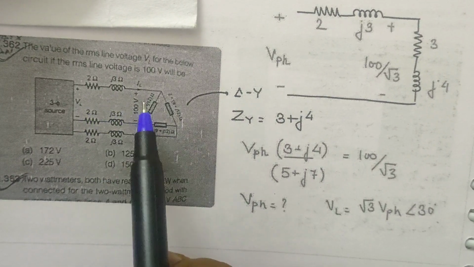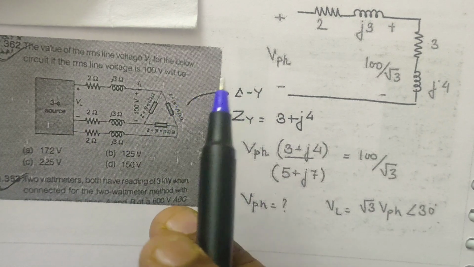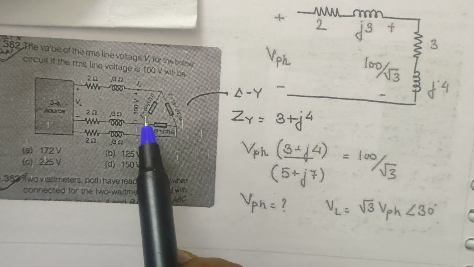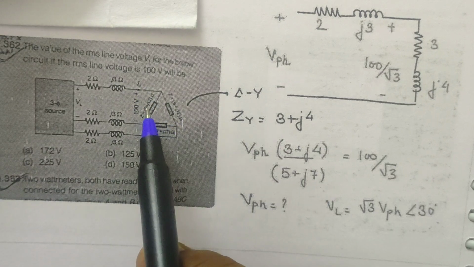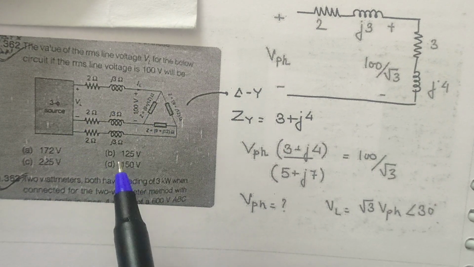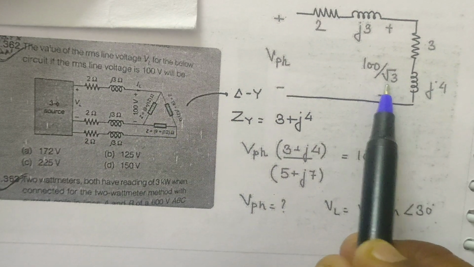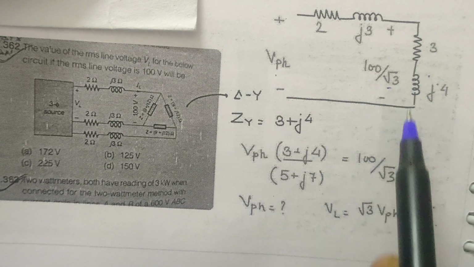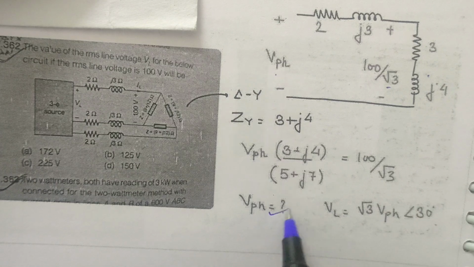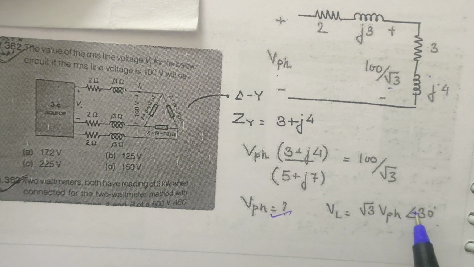So 2 plus J3 with phase voltage, and when it is converted into star, 3 plus J4, and the voltage across the 3 plus J4 is 100 by root 3. Because it is a line voltage, we have to take the phase voltage. Phase voltage is equals to line voltage by root 3. So he has done the voltage division here. 100 by root 3 is equals to phase voltage into 3 plus J4 by 5 plus J7. From that you will get the phase value, and from phase value you have to calculate the line value. You know that line voltage leads phase voltage by 30 degrees.